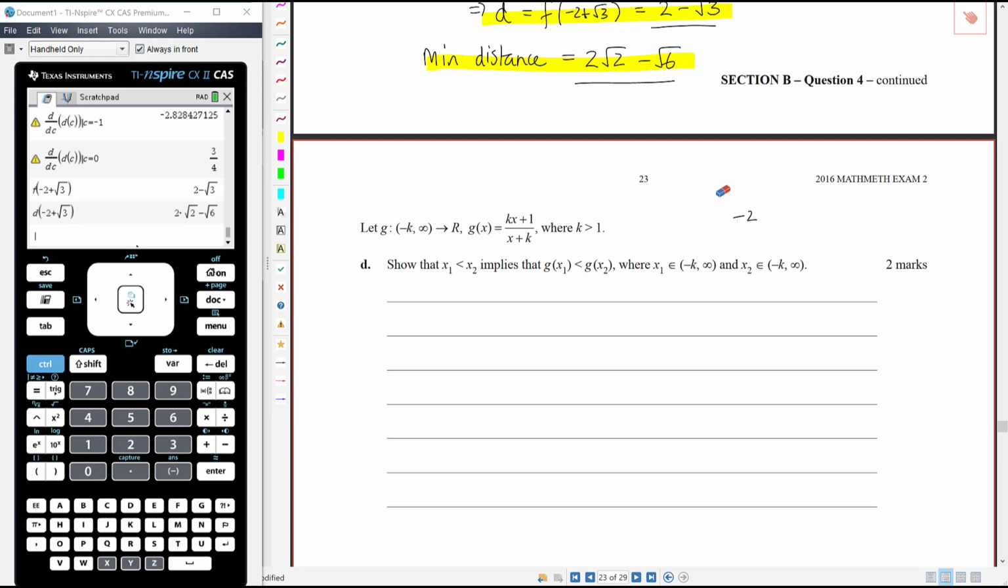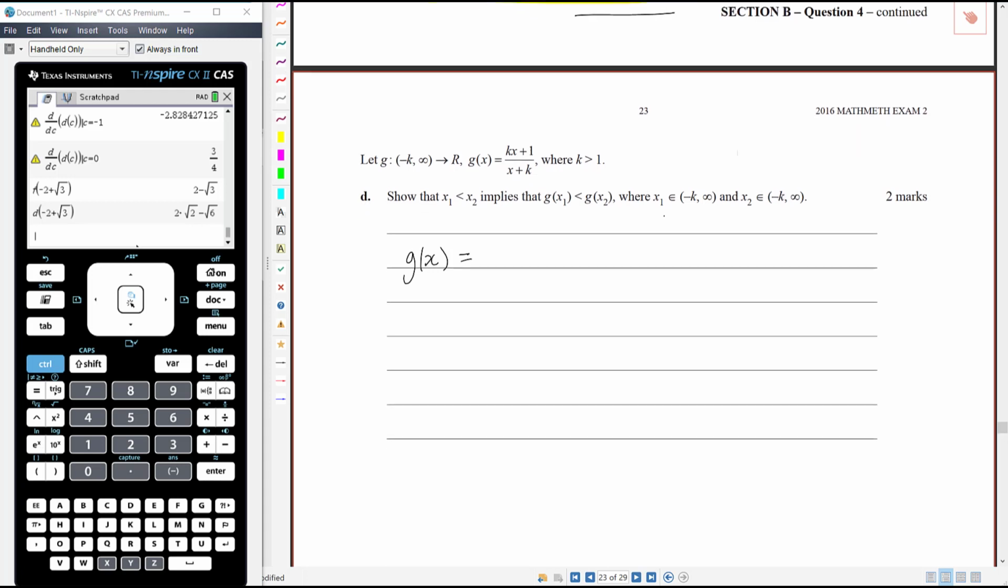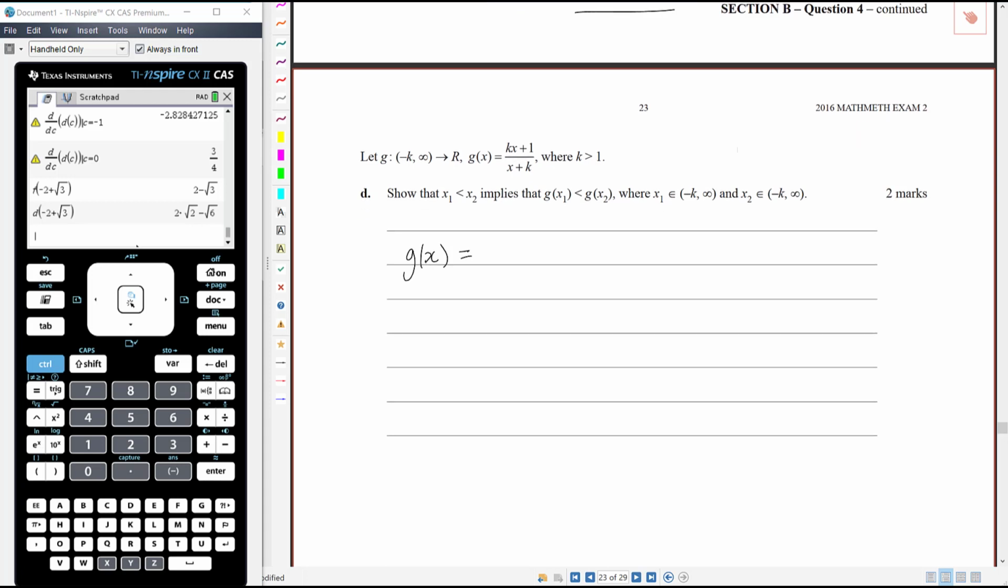Okay, so let's have a think about what's happening here. Let's have a look at g of x. We want to show that, so we want to be a bit explicit, but we certainly sort of have a sense of what this looks like. K has to be a number bigger than 1. So let's just define this function in case that's useful to us. So define g of x equal to, make sure you put the multiplications in, so it's k times x plus 1 over x plus k.